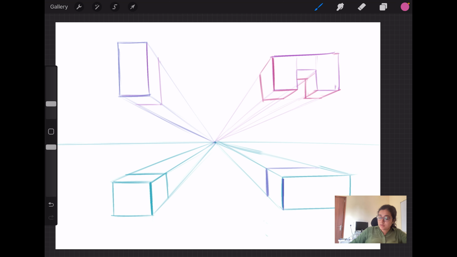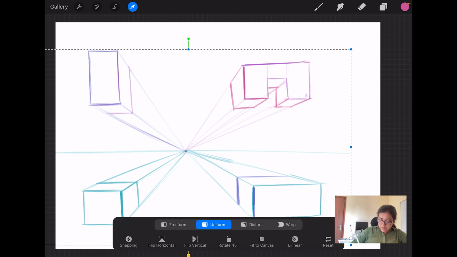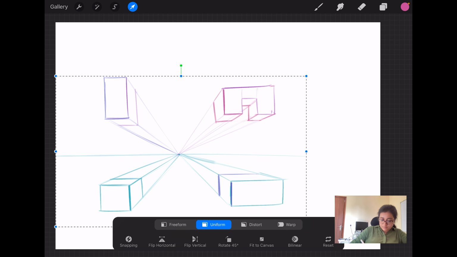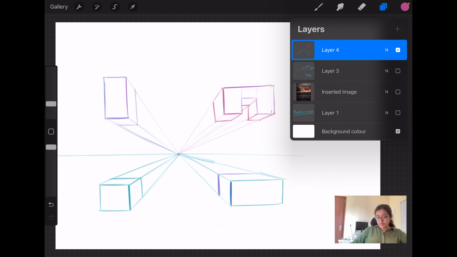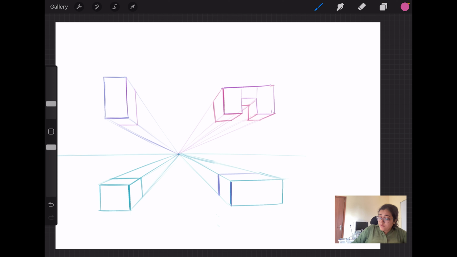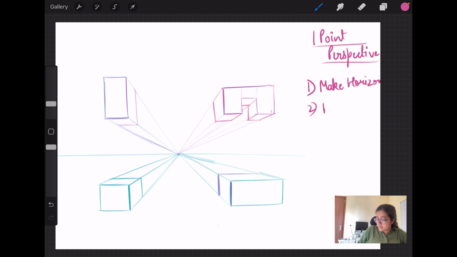The first rule is basically, okay, let me just move it like that. And I'm going to write the rules. Okay, so for doing one point perspective, we just need to follow these rules. The first rule is basically make the horizon. Second, decide your vanishing point.